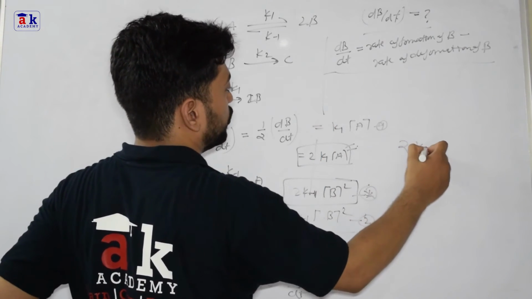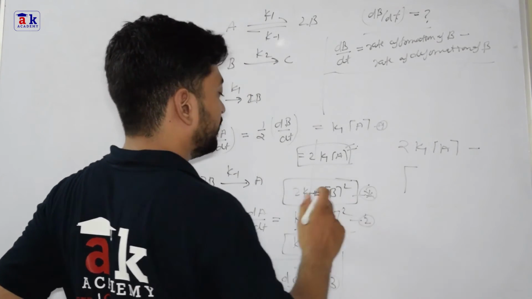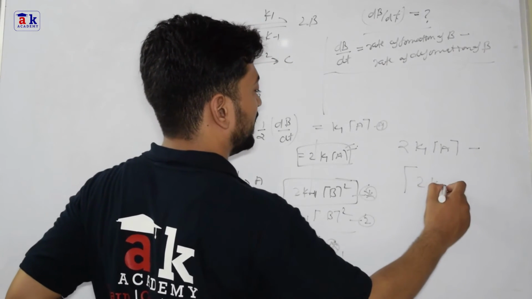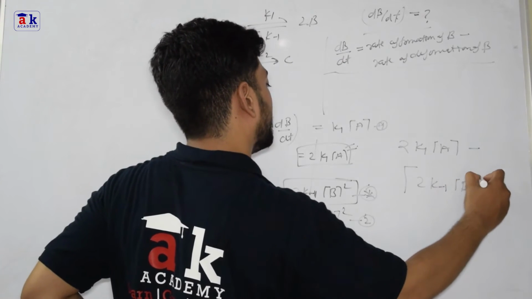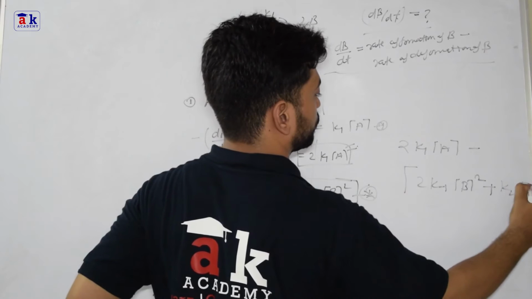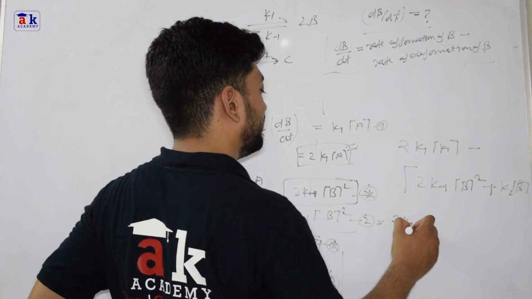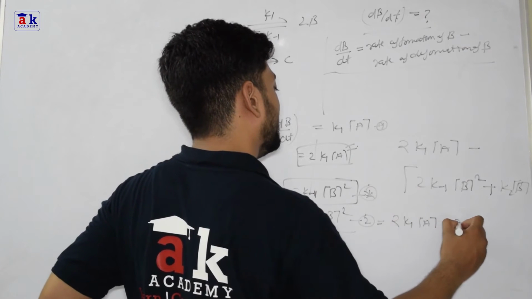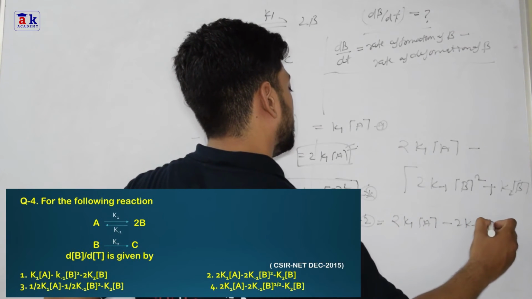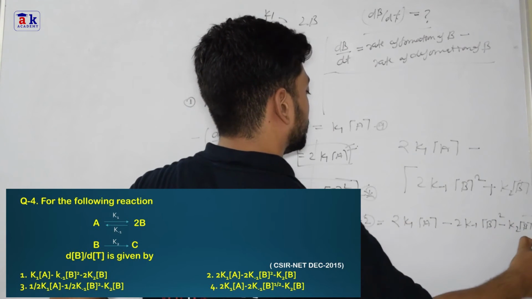So this will become 2K1A. This is the rate of formation minus the rate of deformation, which is 2K-1 B square plus K2B. Now open this bracket, so this will become 2K1A minus 2K-1 B square minus K2B. So this is your answer.